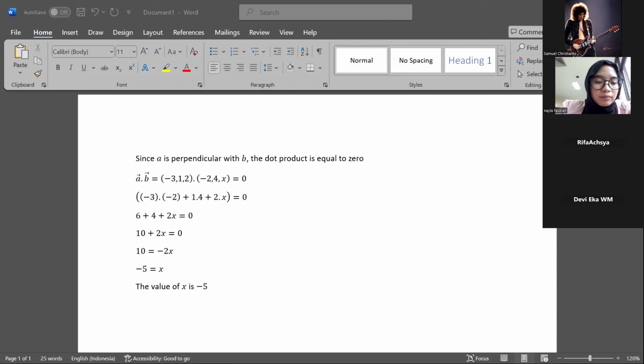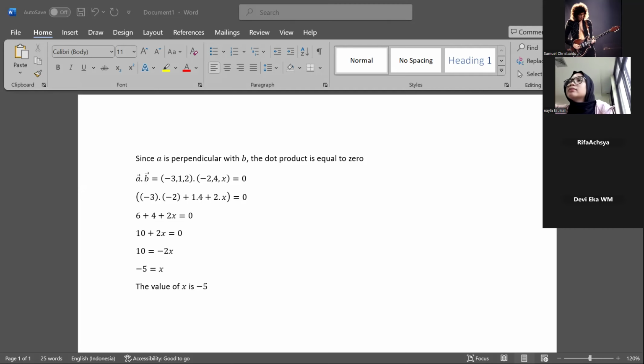So we add 6 and 4 to get 10, and we add 10 to 2x equals 0. We subtract 2x from both sides. We got 10 equals -2x, and we divide both sides by -2. We got -5 equals x, so the value of x is -5. Am I correct? Yes, it's correct. Okay.